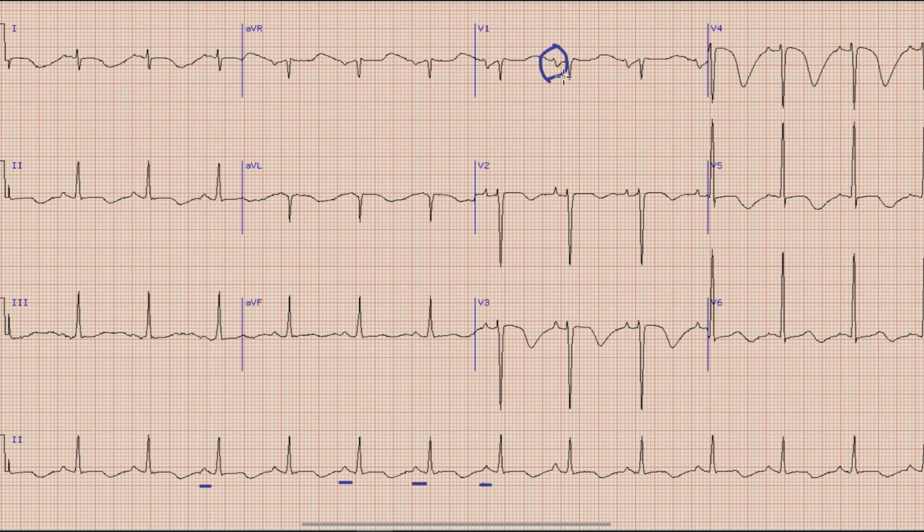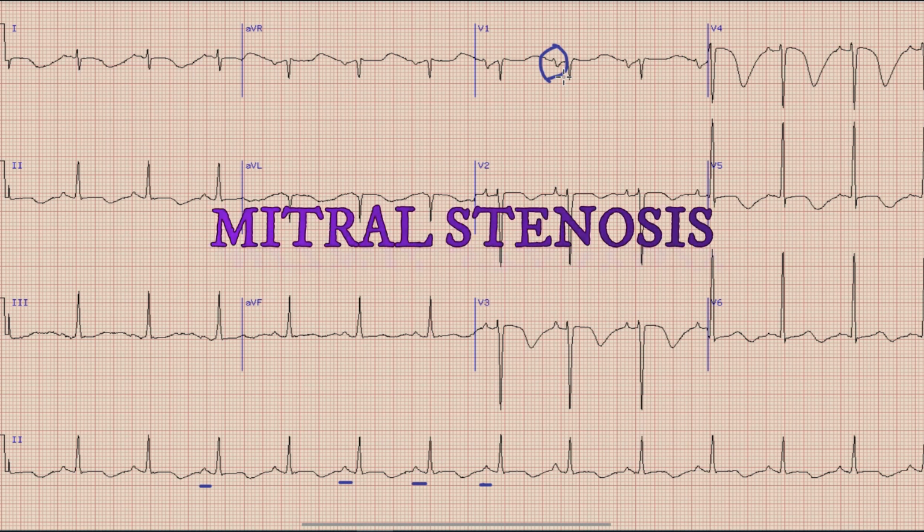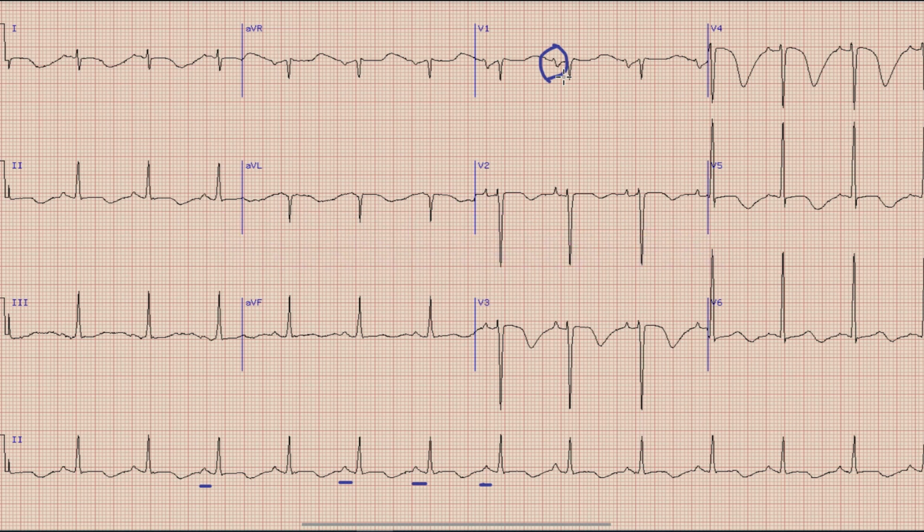So presence of left atrial enlargement with our vertical axis or right axis means that there is left atrial enlargement along with possible right ventricular hypertrophy. And we know one condition which can cause LA enlargement along with raised pulmonary pressure and RV pressure overload, and that is mitral stenosis. So this patient may have underlying mitral stenosis.